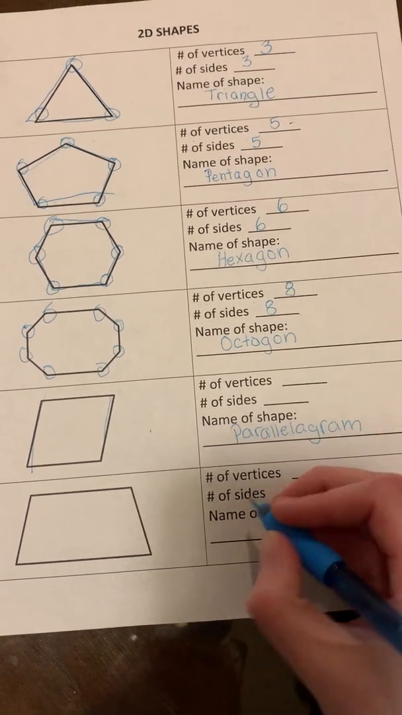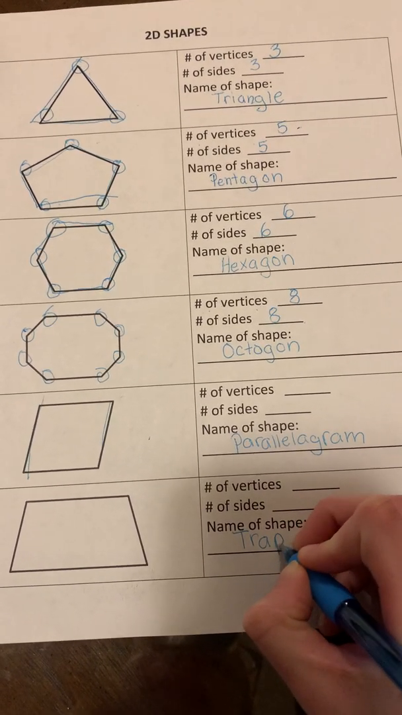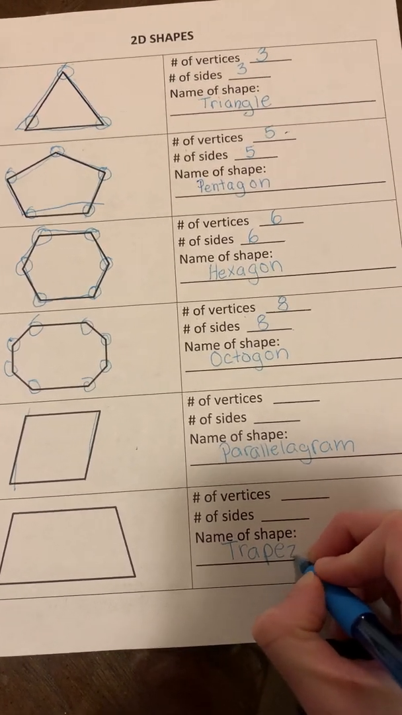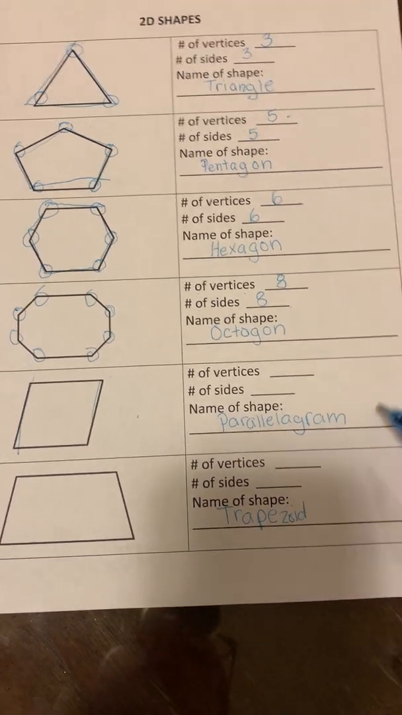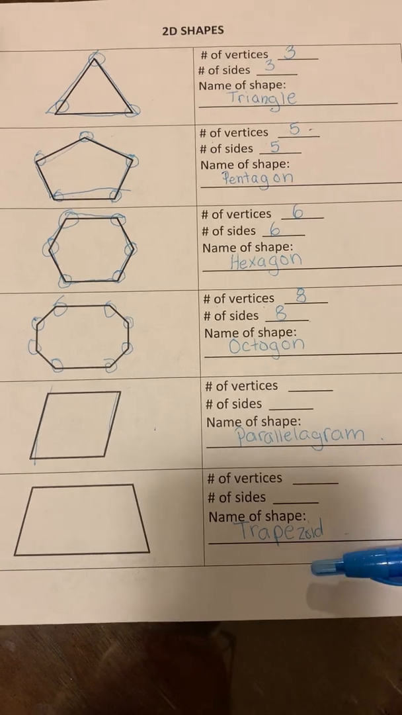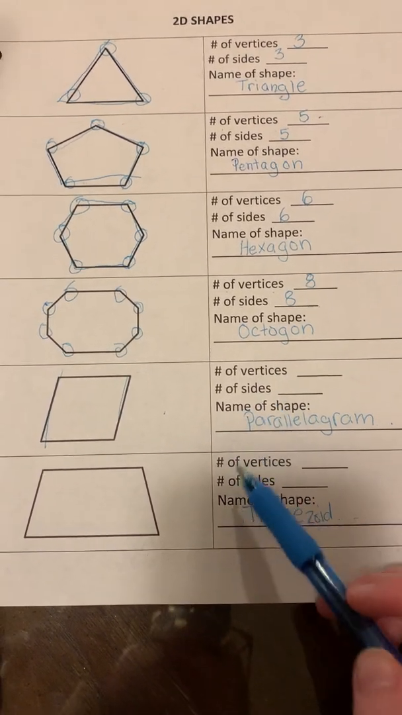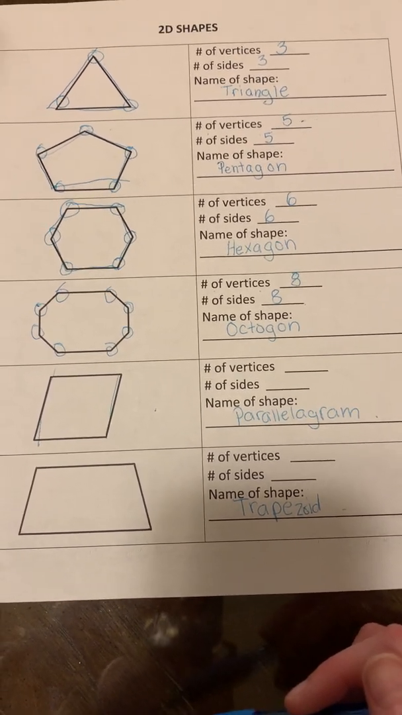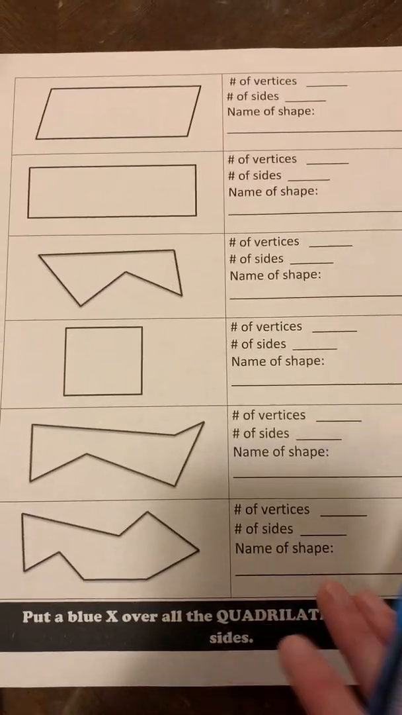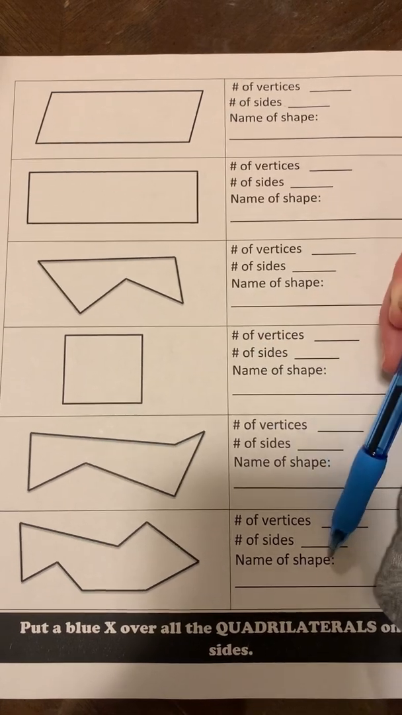This one is called the trapezoid. And it's just called the trapezoid. It's tricky to write. So you have a parallelogram and a trapezoid. You need to figure out the number of vertices and number of sides for these 2 shapes. You can pause the video now and do that. When you're finished, turn it over to the back side. You need to write the number of vertices and number of sides for all of these shapes.